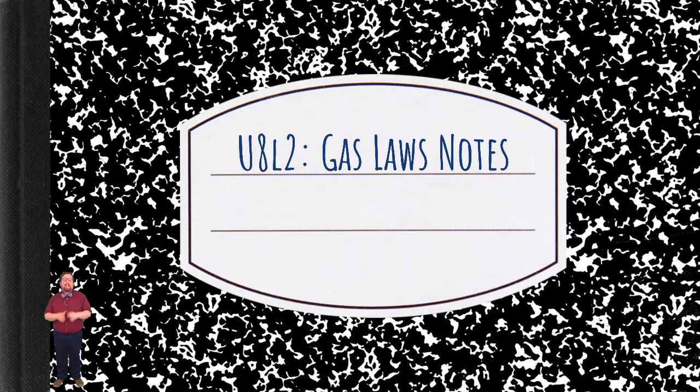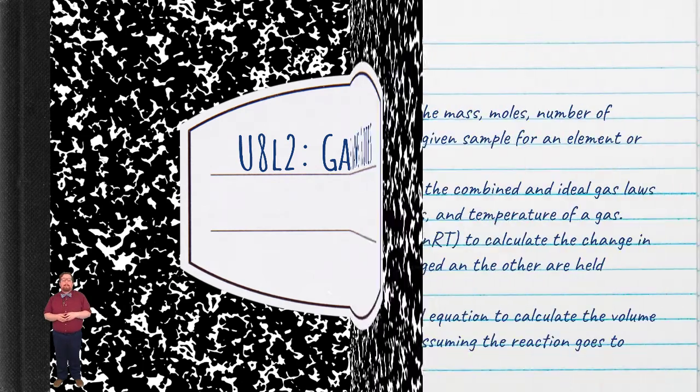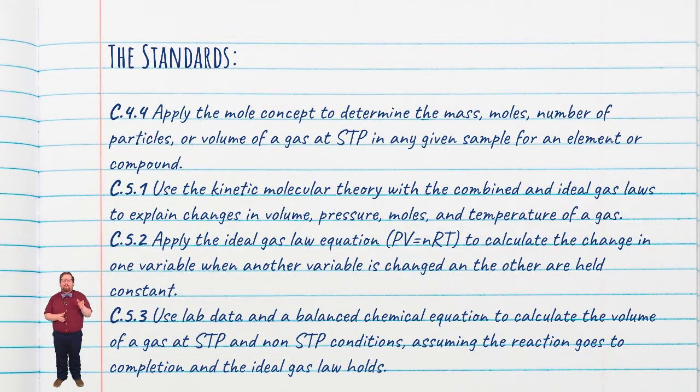Today, in our second and final lesson of our 8th and final unit, we'll be talking about the gas laws. In this lesson, we'll be covering standard C.4.4, C.5.1, C.5.2, and C.5.3, which ask you to apply the mole concept to determine different quantitative measurements of a gas at standard temperature and pressure. Use the combined and ideal gas laws to explain changes in volume, pressure, moles, and temperature of a gas. Use the ideal gas law to calculate the changes in volume, pressure, moles, and temperature of a gas. And use all of those skills together to calculate the volume of the gas at different conditions, based on its balanced equation and lab data.